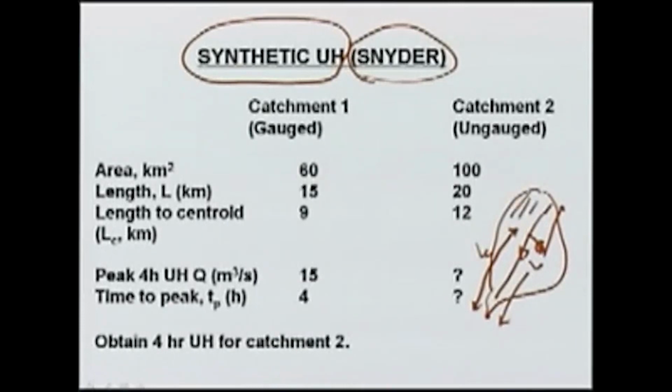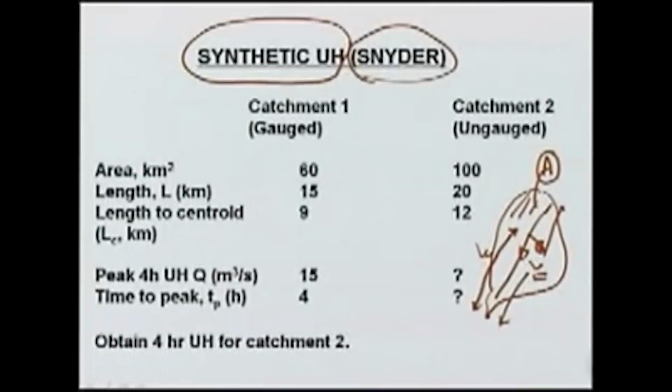Area is A in kilometer square. Lengths are typically, although in the original Snyder method they were used in miles, but we will be using kilometers. So, L and LC would be in kilometers, A will be in kilometer square.